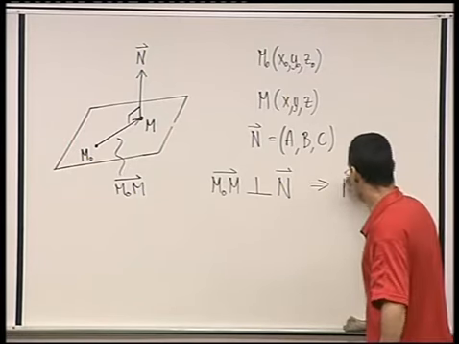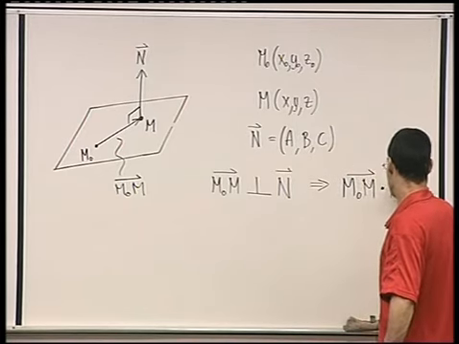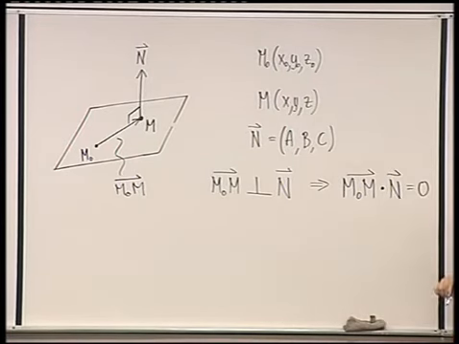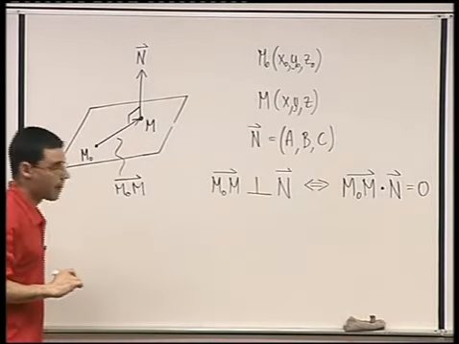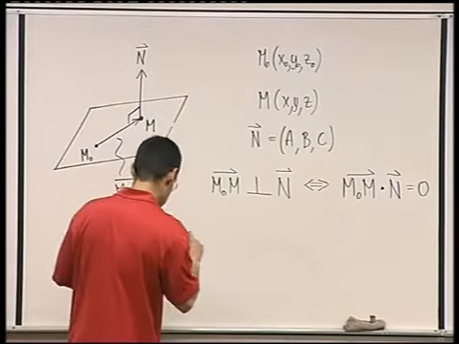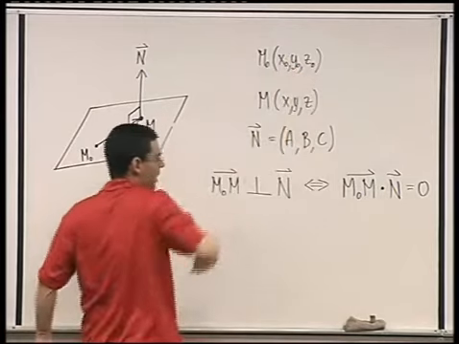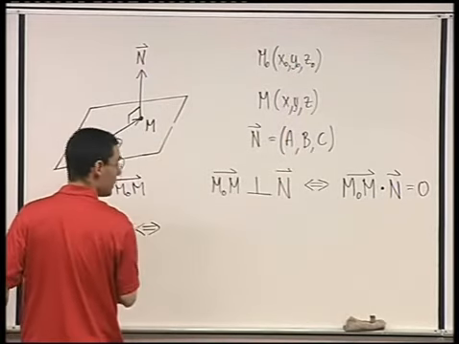Right. The dot product should be 0. Do you agree? In fact, that's an if and only if statement. Right? Okay. And now I'm going to write this in terms of the vectors themselves. So this is if and only if.